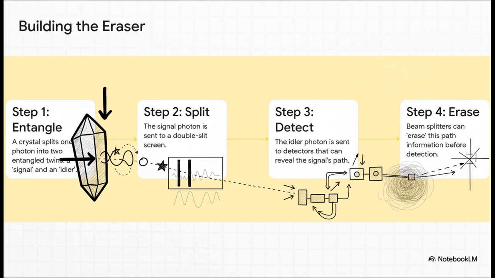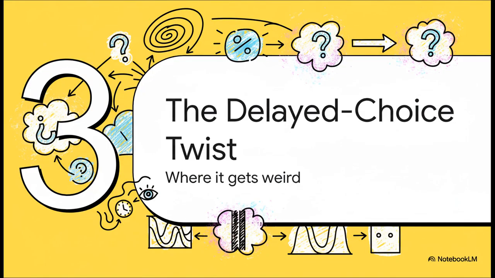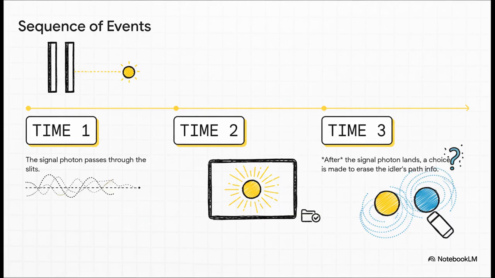And here's the magic trick, Step 4. Right at the very end of the idler's path, a clever setup of beam splitters can either let us see that path information or it can totally scramble and erase it right before the idler hits a detector. So far, so clever, right? But now we add the final ingredient, the twist that turns this whole thing into a brain melter, the delayed choice.